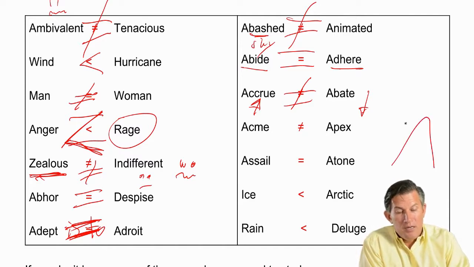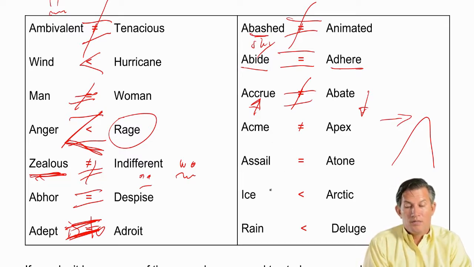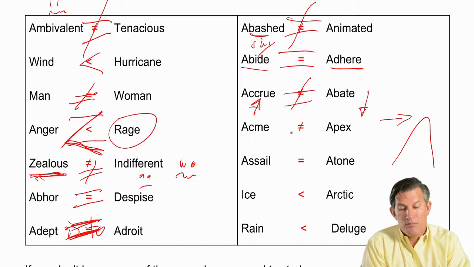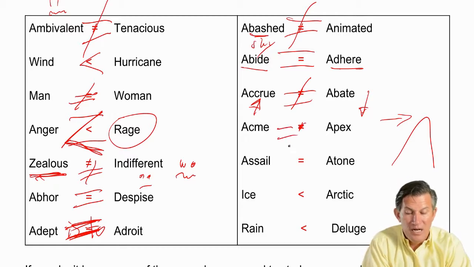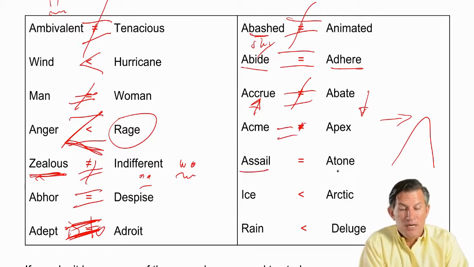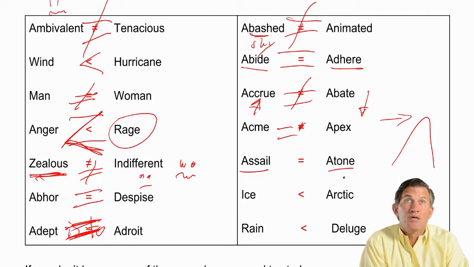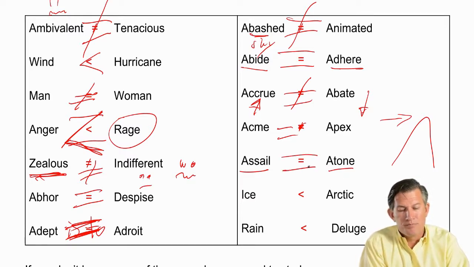The top of a mountain is called the apex, or the pinnacle. These both mean the same. This is wrong. Okay, they're equal. Assail means to attack someone, and atone means to ask for forgiveness. Atone for your sins, young man. Okay, and so these are equal.